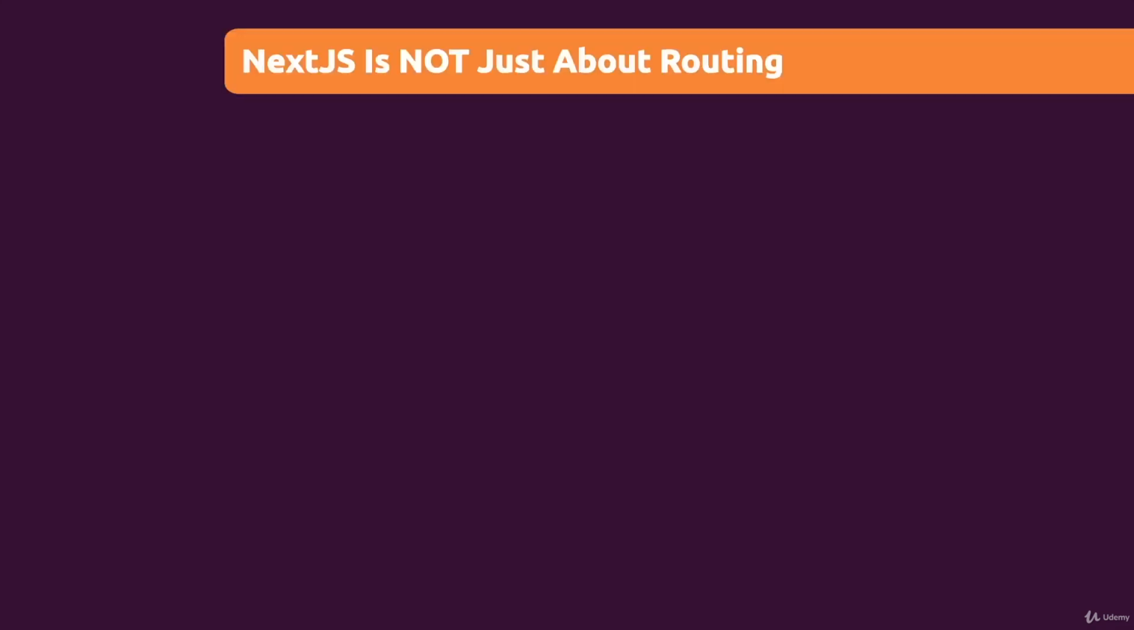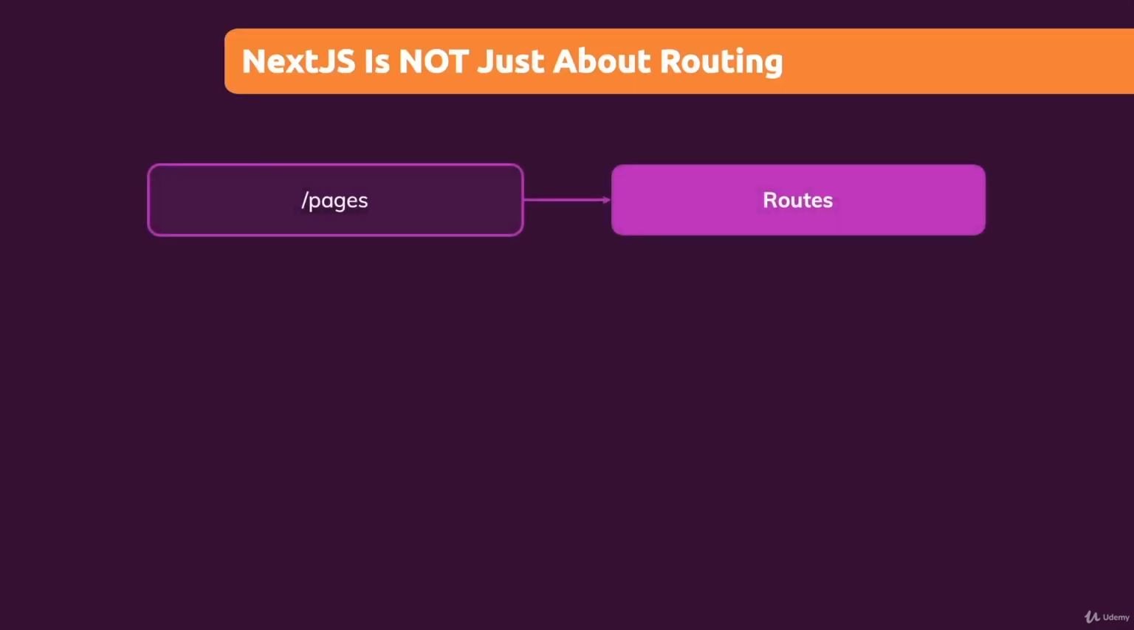Up to this point in the course, we learned about pages and routing, and that Next.js helps us with routing and allows us to define a route structure and define our routes in general by setting up files and folders in the pages folder. But as you see here on this slide as well, Next.js is not just about routing.